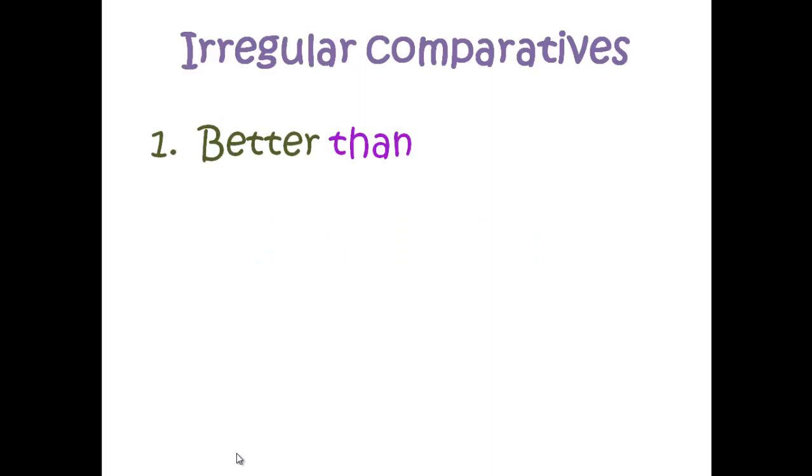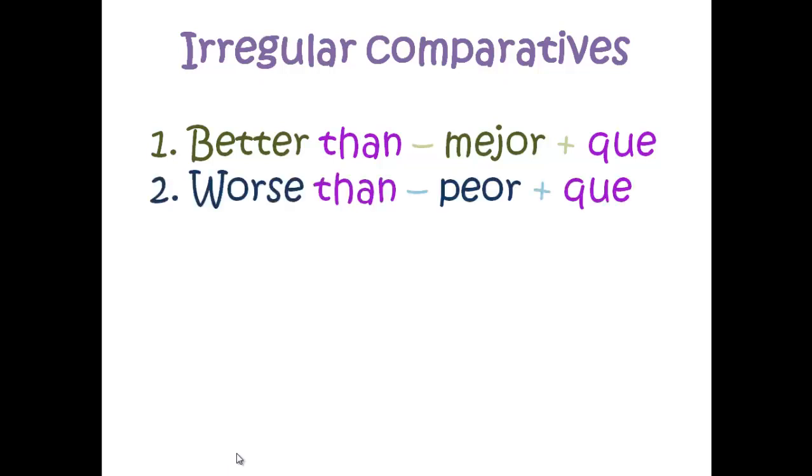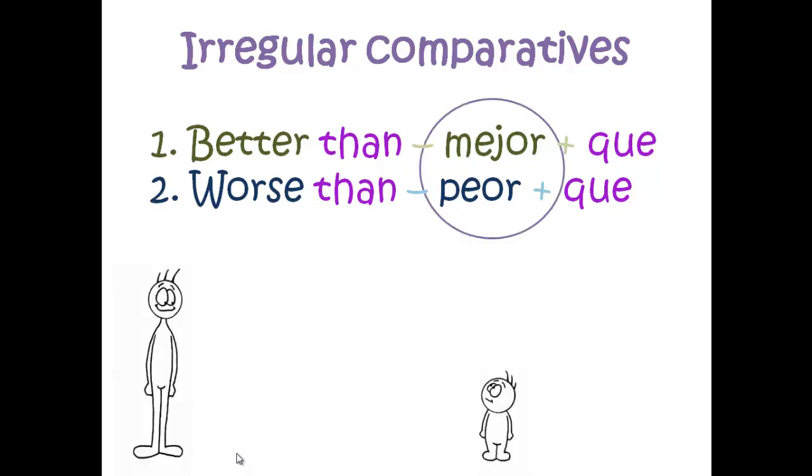There are only 2 irregulars. Look how nice that is, 2 irregulars. And the good news is they're exactly the same as they are in English. In English, you wouldn't say gooder than. You'd say better than. And you wouldn't say badder than, you'd say worse than, okay? Exactly the same in Spanish. So better than in Spanish is mejor plus que. And worse than in Spanish is peor plus que.